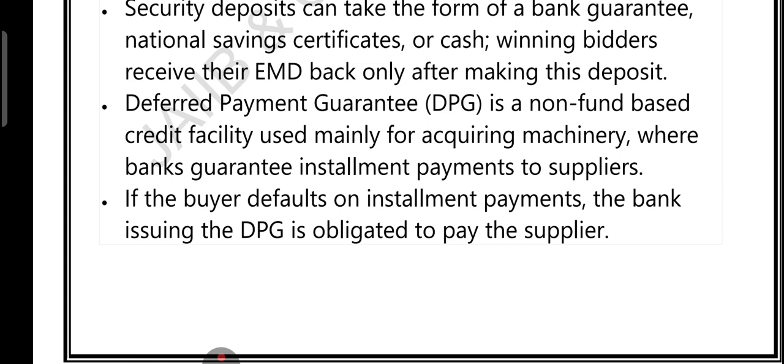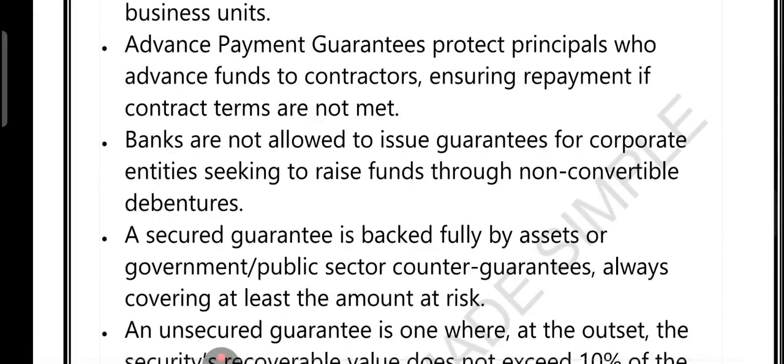So the bank promised that yes, I will pay the supplier. That is called DPG. Banks are usually cautious while giving DPG to new businesses. Then we have advance payment guarantee. If the principal gives money in advance to the contractor, the guarantee ensures that the money is repaid if the contract terms are not met.